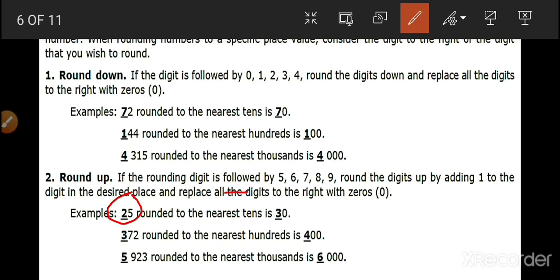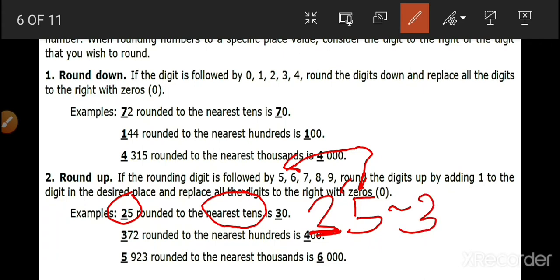25 rounded to the nearest tens. Okay, so we have here 25. We say our place value again, so we have ones and tens. So we underline tens. Okay, that is number 2. And see the number next to it. The number next to it is number 5. And you can find 5 here. In short, we can round this up. How will we do that? You simply add 1 to the underlined digit. What is the underlined digit? It's 2. So 2 plus 1 is equal to 3. And you change the number to its right to 0. So it becomes 30. Right.